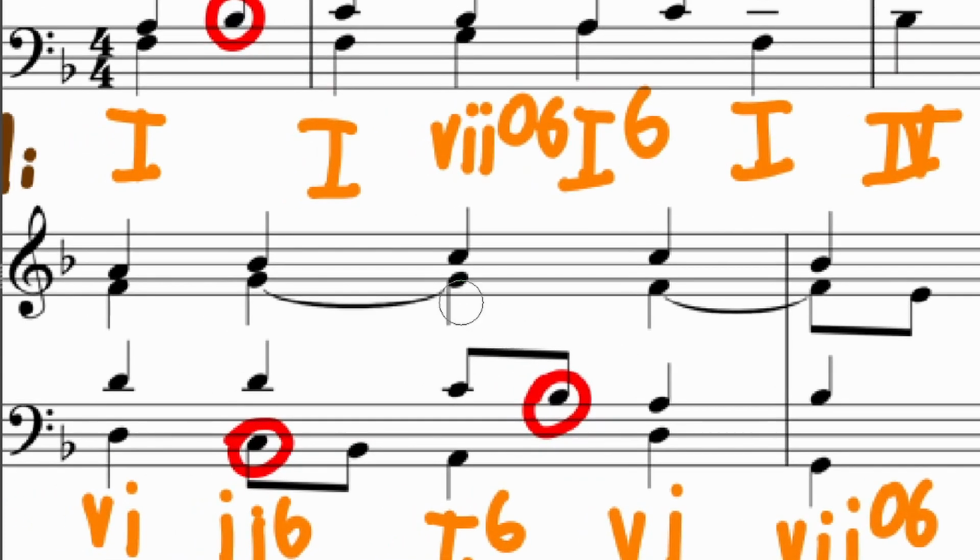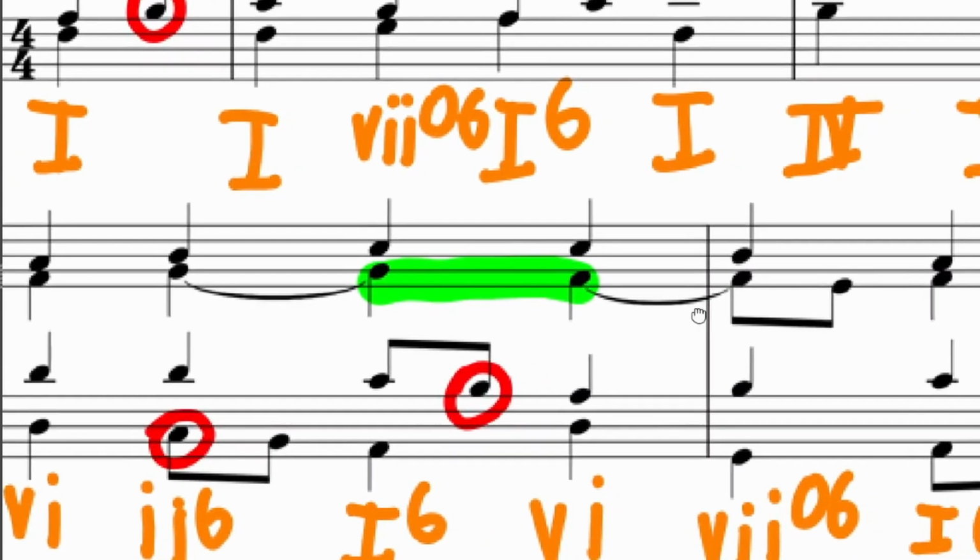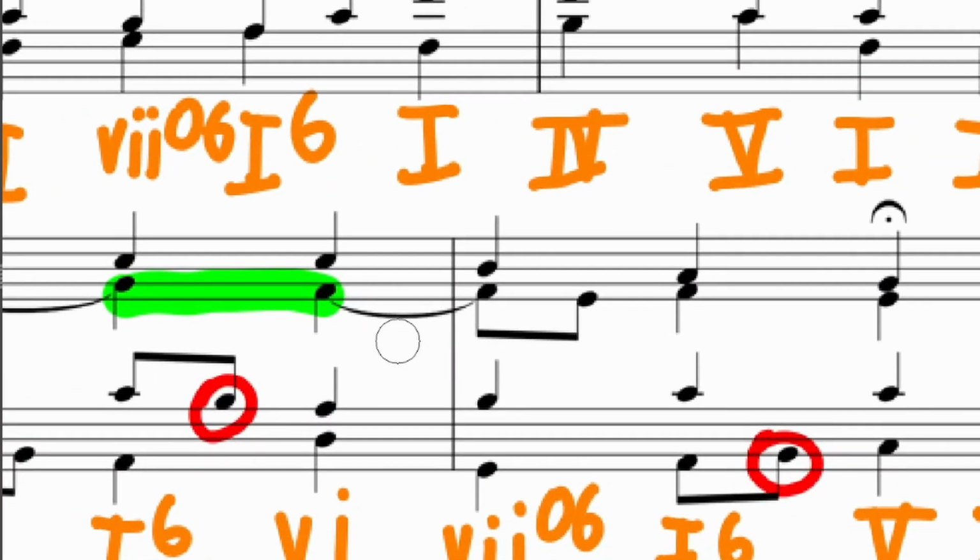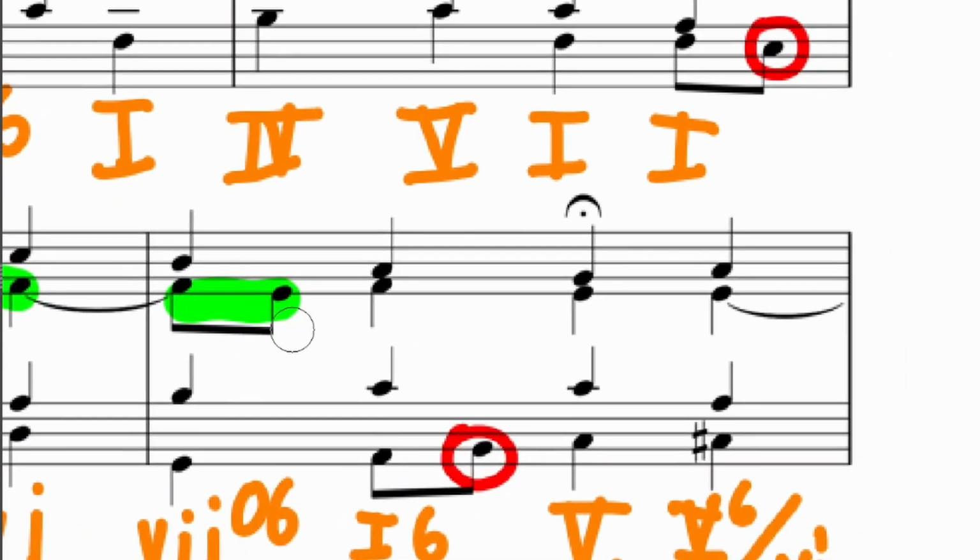So like this. This G is a suspension held over from this G minor chord that resolves to this F in this 1 and 6 chord here. So we're going to take that one and highlight it like that. That F is then suspended over to this E diminished chord. So now we have that. See where else there are.